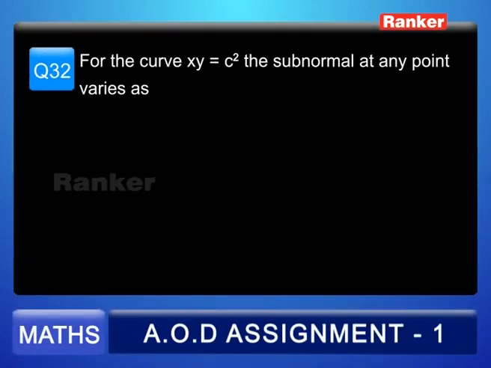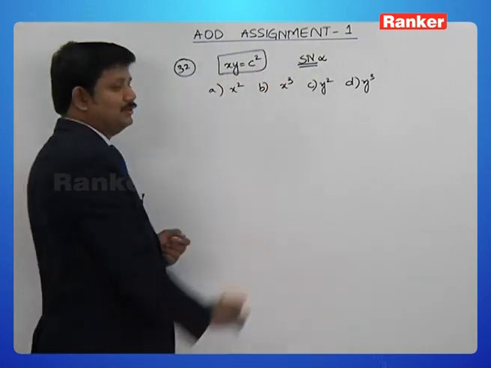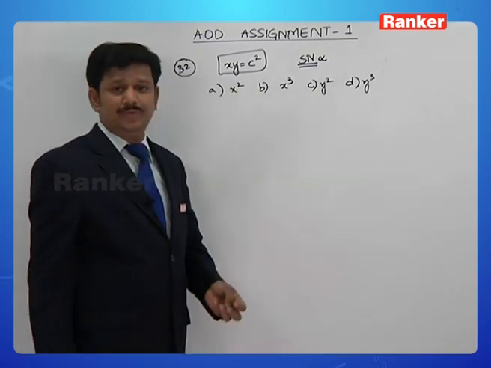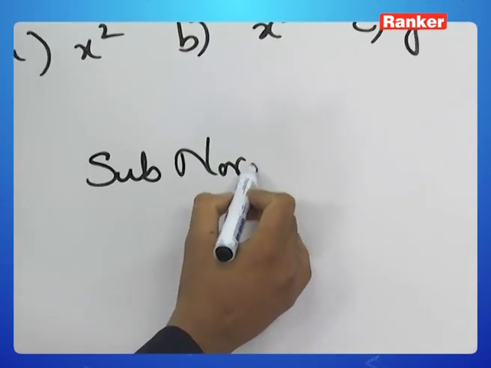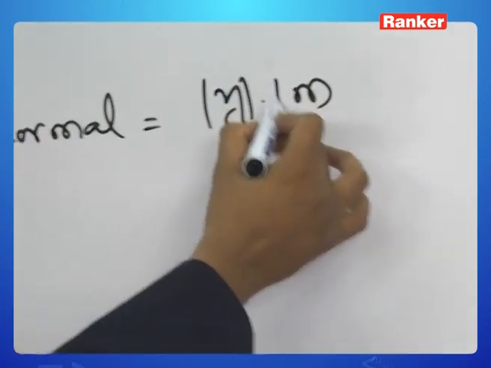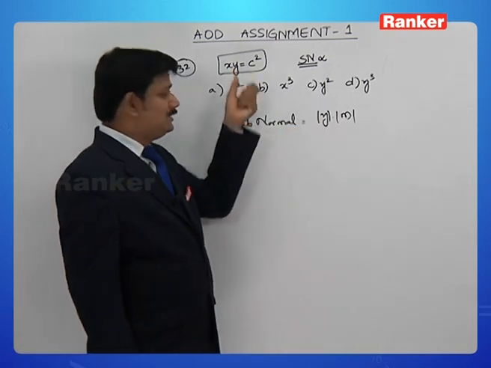Next question. For the curve xy is equal to c square, the subnormal at any point varies as option A x square, option B x cube, option C y square, and option D y cube. For the subnormal at any point for the curve xy is equal to c square, we should see if at all it is proportional to x square or x cube or y square or y cube. Let us see. The length of the subnormal is given by y into m, where y is the y coordinate of the point on the curve and m is dy by dx.